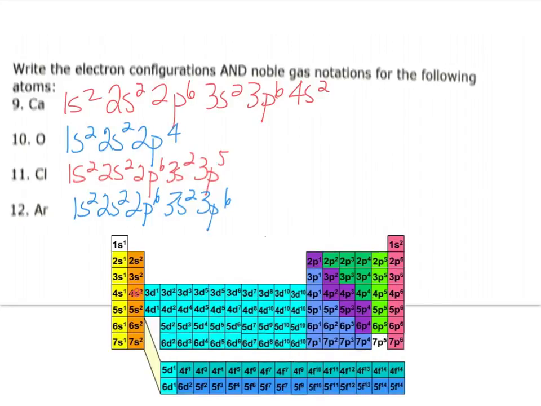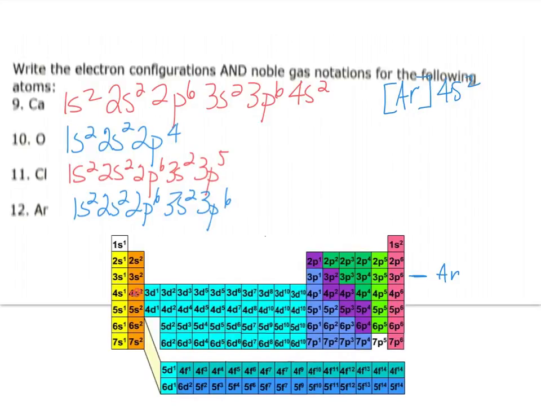So there is the rest of those configurations, their electron configurations. Now let's do their noble gas configurations. So whenever we are doing the noble gas, we always use the noble gas that comes before the element that we're looking at. So if calcium is right here, we would be using the noble gas that comes right here, which is going to be argon. And so we would say argon in brackets, okay? And then we would say 4s2.